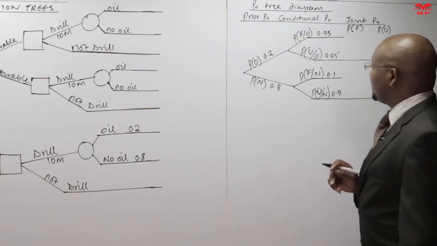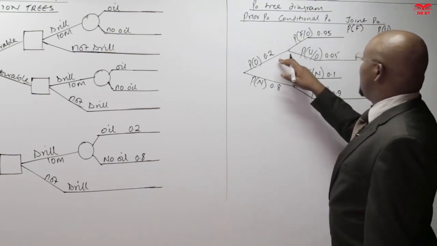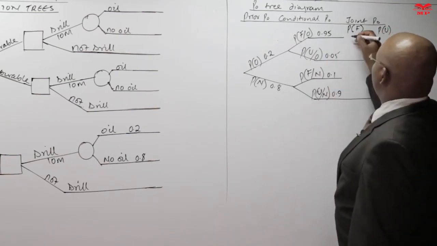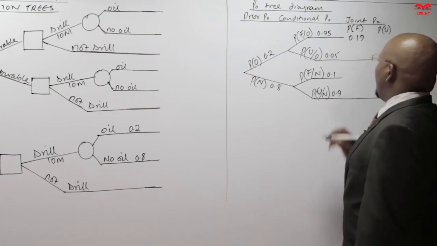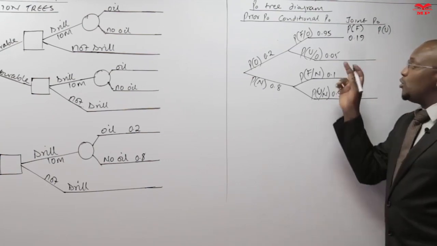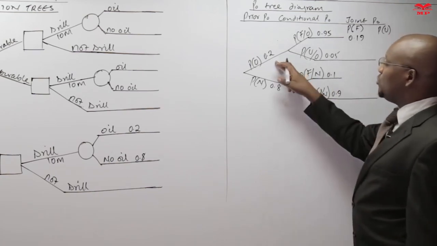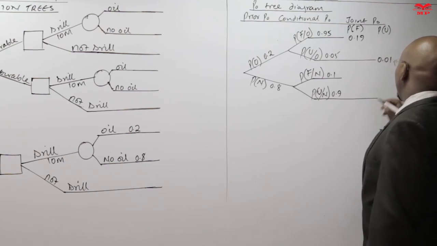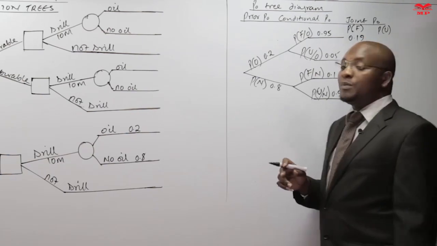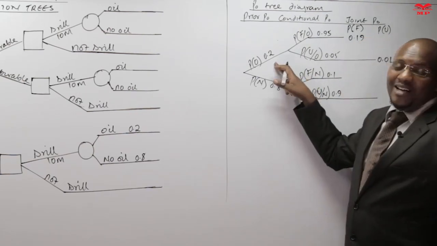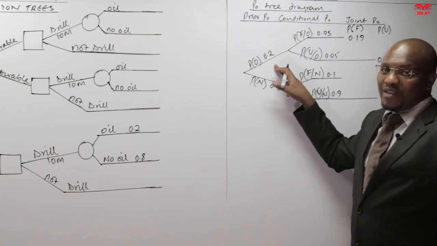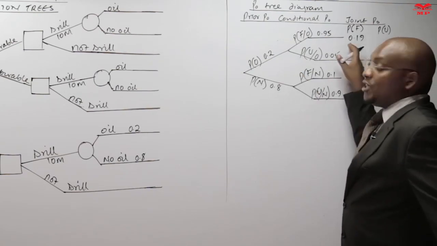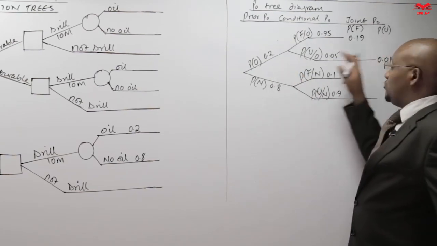Now, we need to multiply. 0.2 times 0.95 as the joint probability. When you multiply the two, you get 0.19. Then the other joint is 0.2 times 0.05, which should give us 0.01. In any case, it is simple to know how to record this probability, because it is this 20% that we are grouping into two parts, 95% of it and 5% of it. So you can see these two figures should give us 20%.